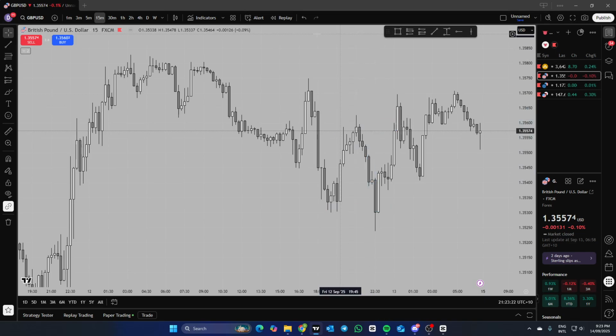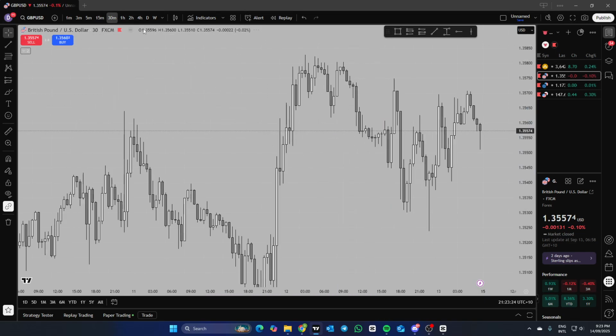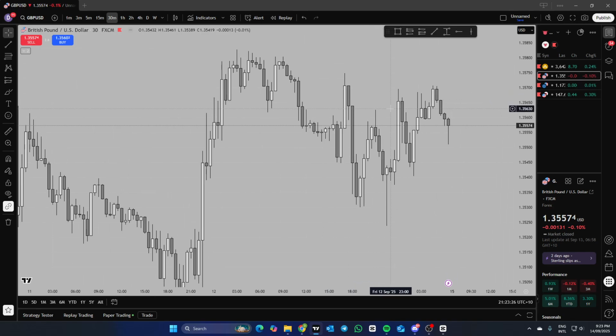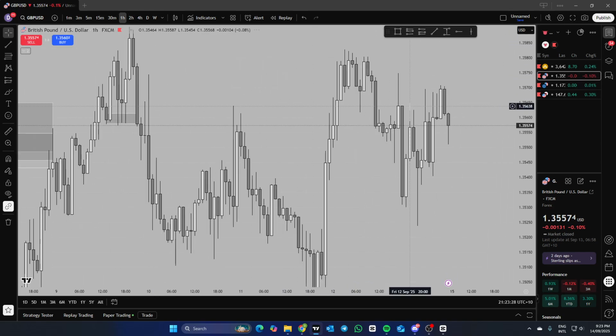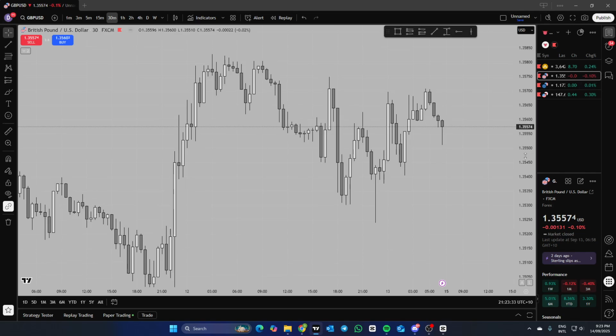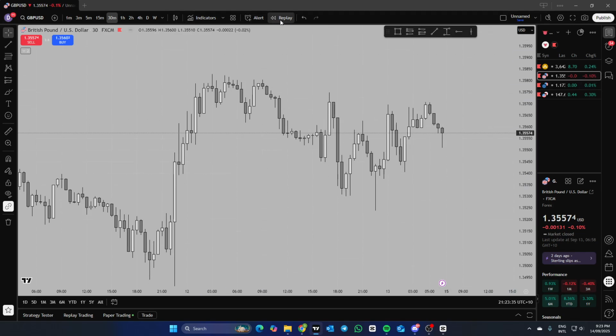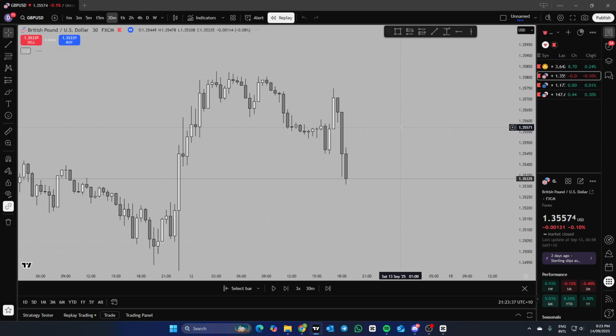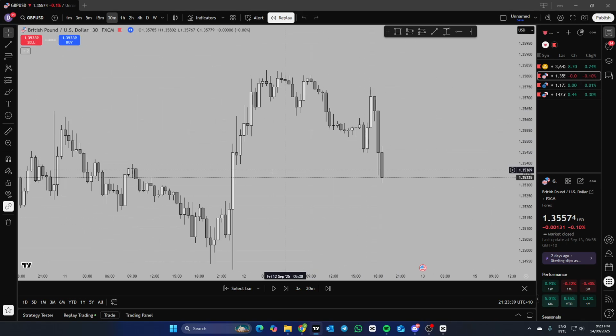So yeah, if we just start off, I always start off on the higher time frames. So obviously on the 30-minute here, you can look at the 1 hour as well, I guess, but 1 hour is obviously just never going to be as clean when taking trades like this. We'll hop into replay mode as well. So this is what I was looking for.